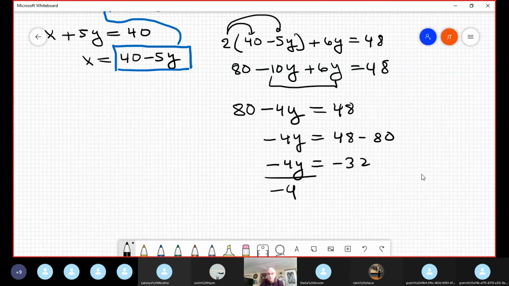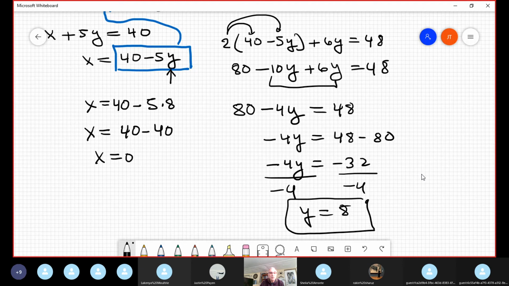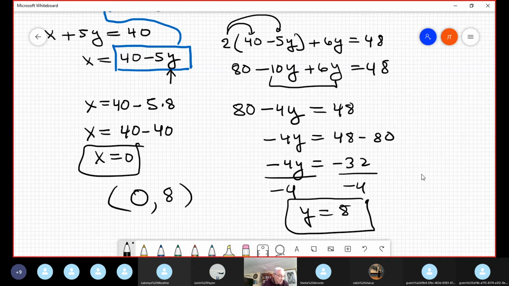Divide by negative 4 both sides. y is equal to positive 8, because negative divided by negative is positive. This is the y value. In order to find the x value, substitute 8 here. x is equal to 40 minus 5 times 8. Wow, look at that. 40 minus 40, because 5 times 8 is 40, is 0. And the solution is the point 0, 8. Like option B again. Wow.